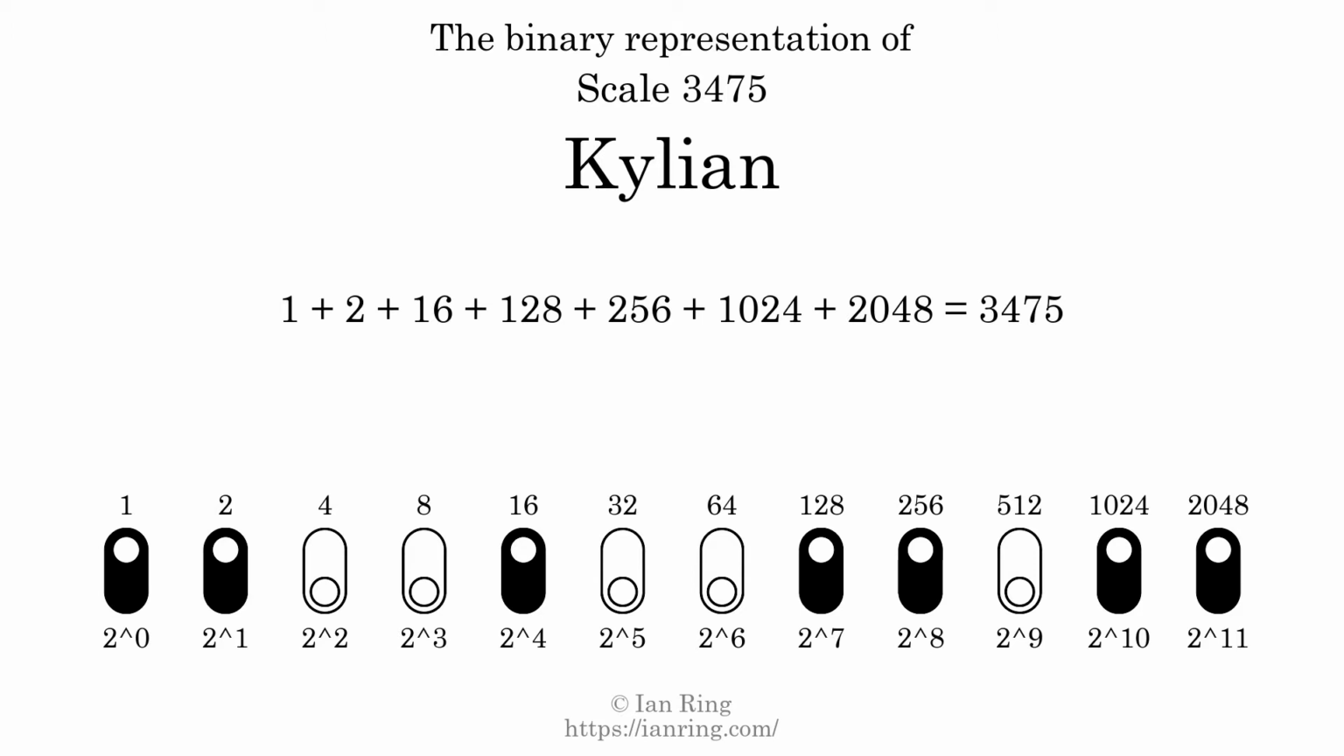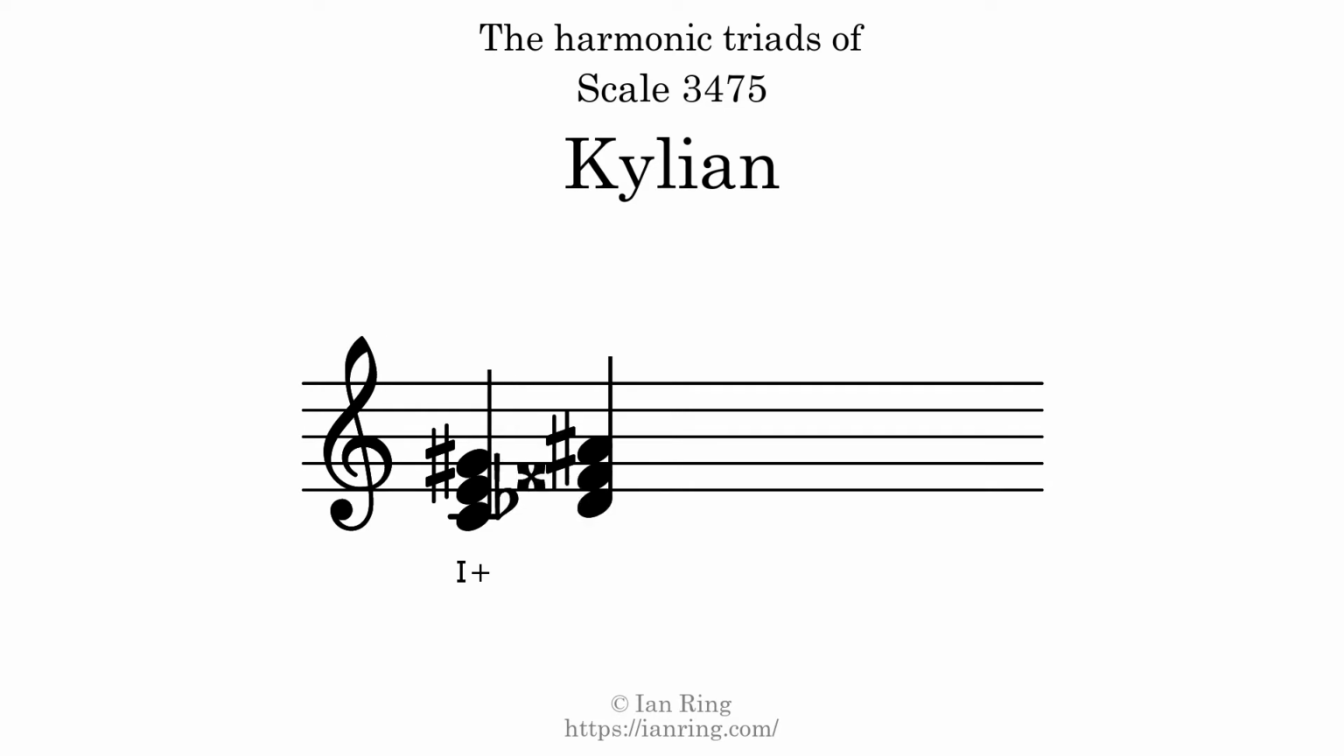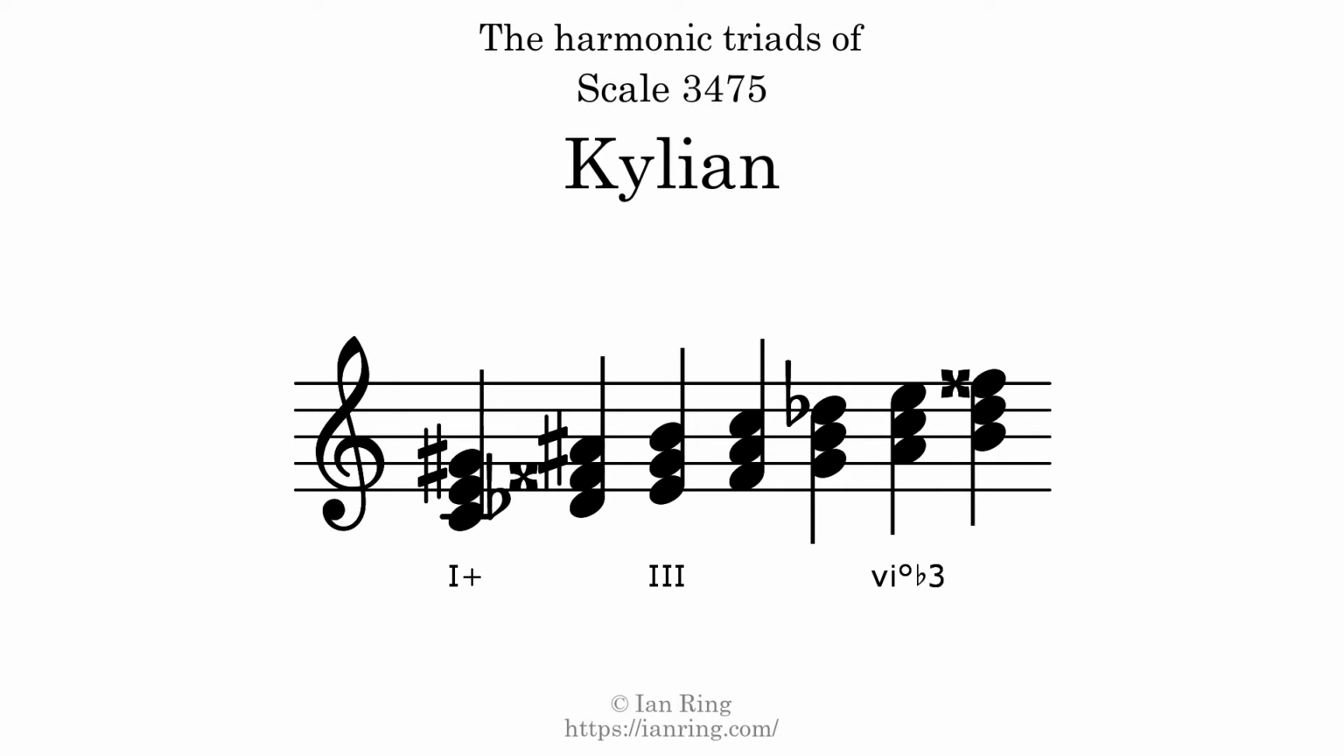3475. The scale number not only enumerates the scale with a unique index, but it also literally describes the tonal content of the scale. Represented as a binary number in base 2, the scale number is 1101100100011. Here are the harmonic triads present in this scale. Augmented, unnamed, major, unnamed, unnamed, diminished flat 3, unnamed.